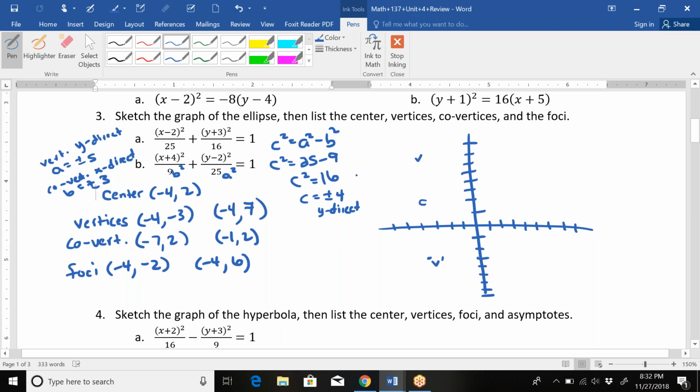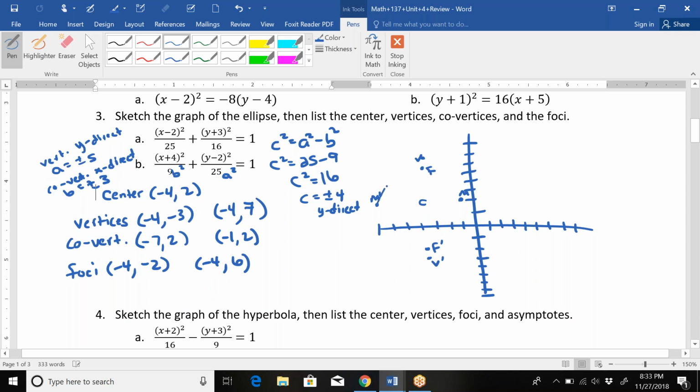And my co-vertice, remember we call those M prime and M. That is -7. So this is -4. So 5, 6, 7, -2. So that's going to be M prime. And -1, 2 is going to be M. My foci are -4, -2. So that's this one. And -4, +6.